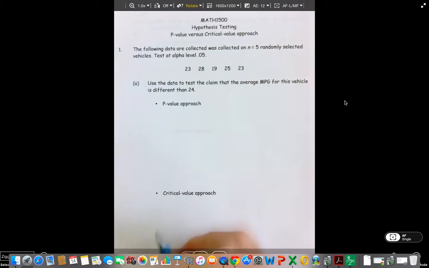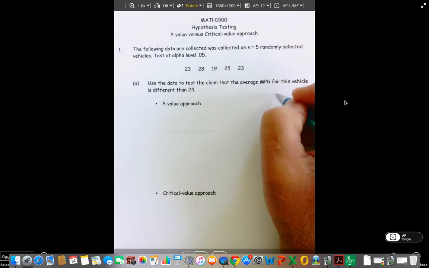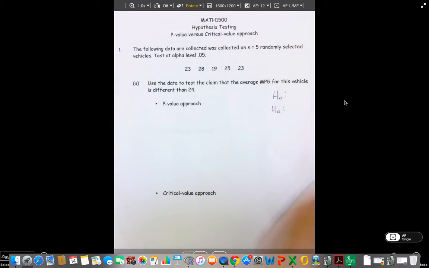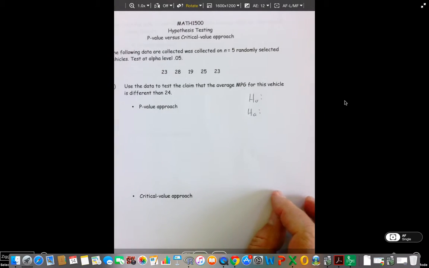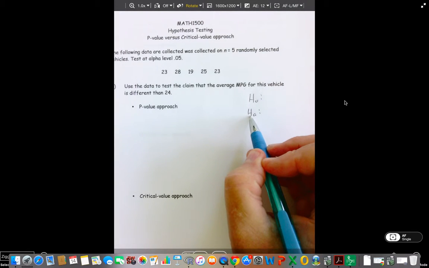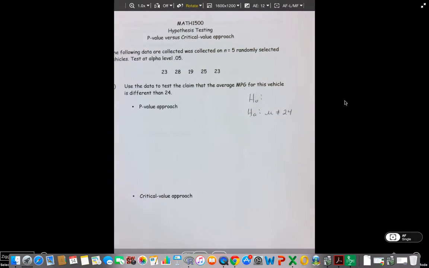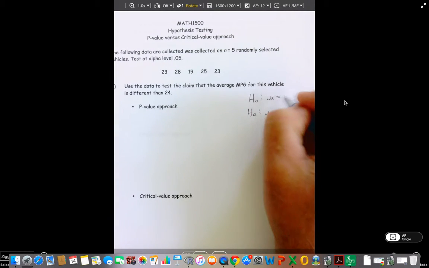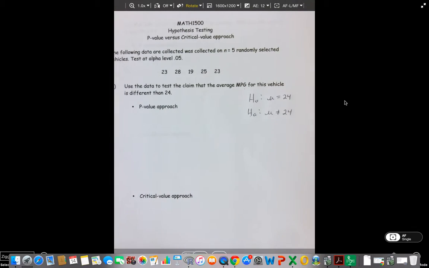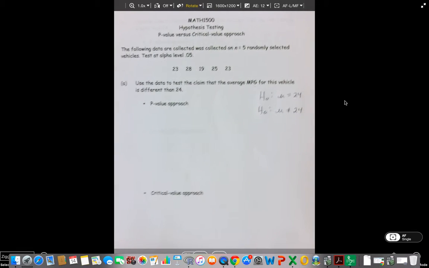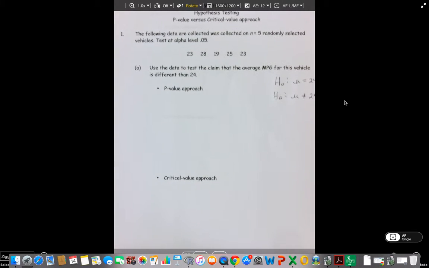Well, it doesn't matter what approach we use. The first thing we have to do is set up the null and alternative hypothesis. Remember, guys, come to the alternative hypothesis first. So mu not equal to 24 would be the alternative. When the alternative is not equal to, the null hypothesis is just going to be equal to.